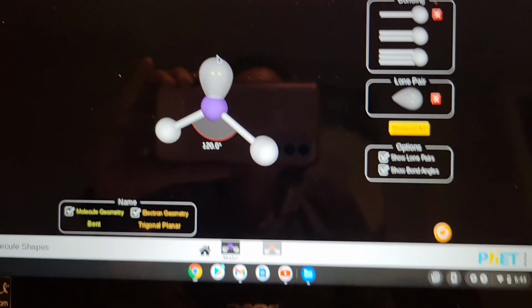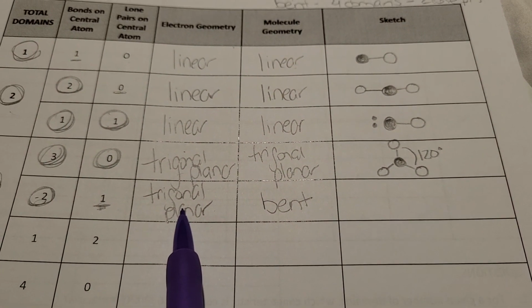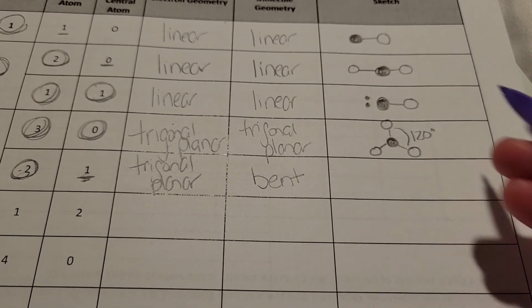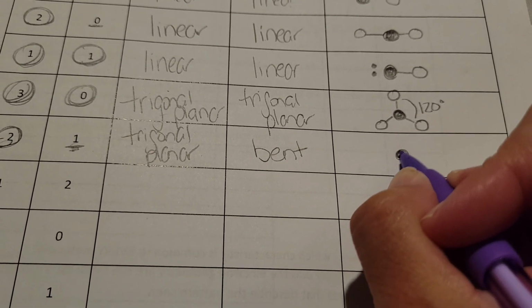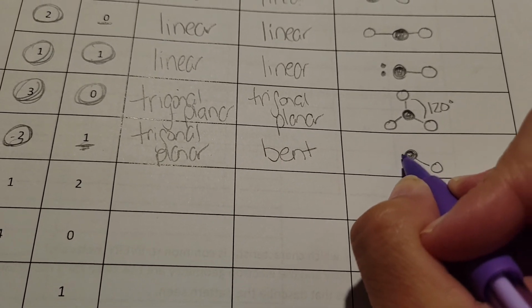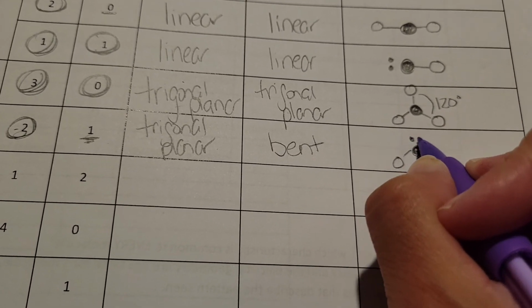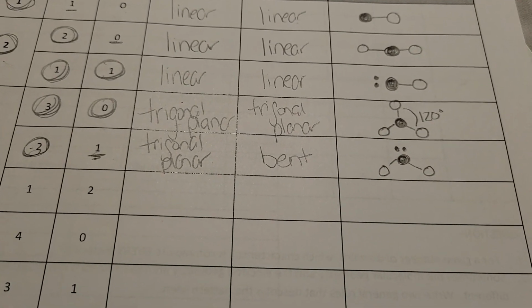Okay, so we're going to go ahead and draw that now. So we have trigonal planar, but it's missing one of its parts. So instead of being trigonal planar, now it's bent. So we have our central atom. We have one this way, and now at the top, we have our one pair of unshared electrons.